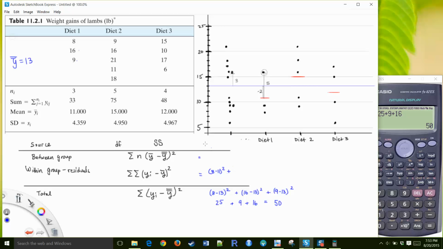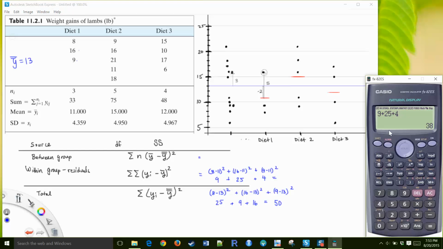Okay, and then the between groups is I'm going to look at this distance between the group mean, 11, minus the grand mean of 13. So there's a distance of 2. And I'm going to square that, and I'm going to multiply it by 3, because there's 3 data points in the group. Okay, and so I have 3 times 4, 12. Okay, so let me just draw a little box around each of these.